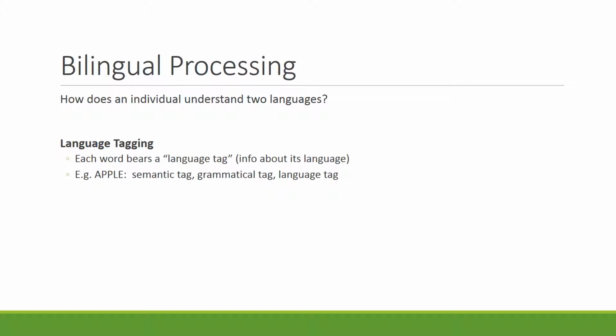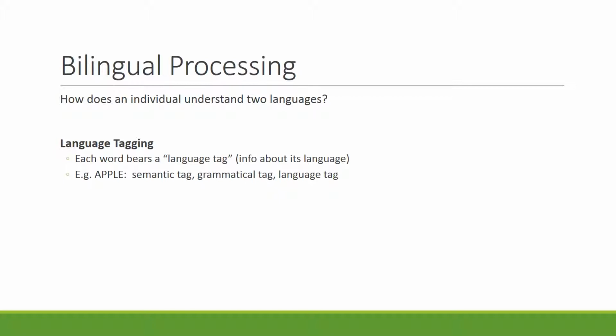We know as proficient English language users that apple is a noun. It's not a verb. Someone cannot physically apple. They can't engage in the verb apple. So it is a noun, it's not a verb. And it also has a language tab.